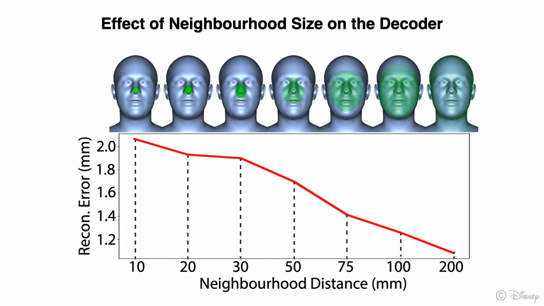We show the average reconstruction error as a function of the neighborhood distance here. Again, leveraging global context via self-attention gives the best results, showing that the shape transformer can effectively balance both local and global spatial correlations.